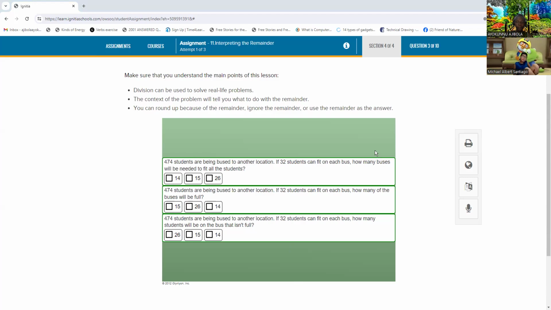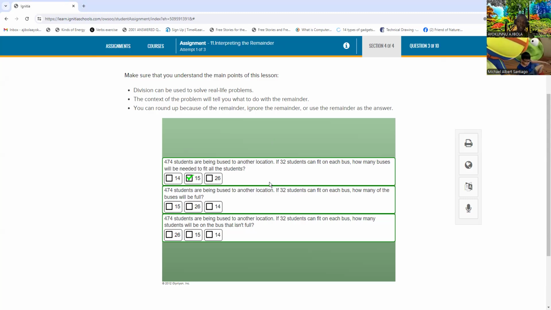Okay. 32 times 14 gives 448. So if we take away 448 from 474, we're going to have a leftover of 26 students. So 14 buses full, 26 students remaining. So we need another bus to bus the 26 students. Is that correct? Okay. 26 students. So that means we have 15 buses. Is that clear?